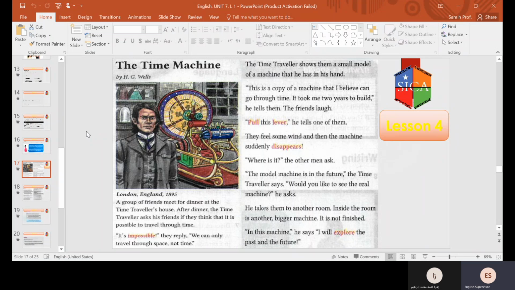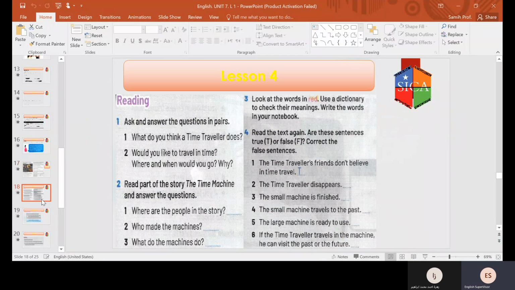Would you please read the words in red? Impossible. Pull. Lever. Disappear. Explore. Nice one. Thank you so much. Okay. In your opinion, and after reading this text, here we have some questions about it. Question number 1. What do you think a time traveler does?